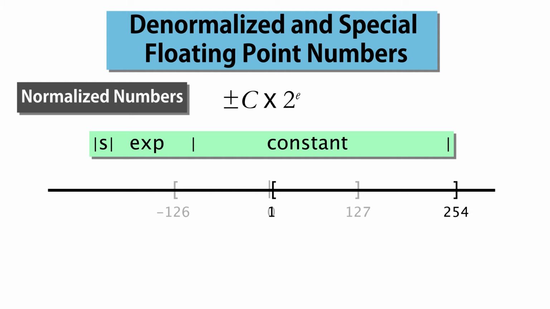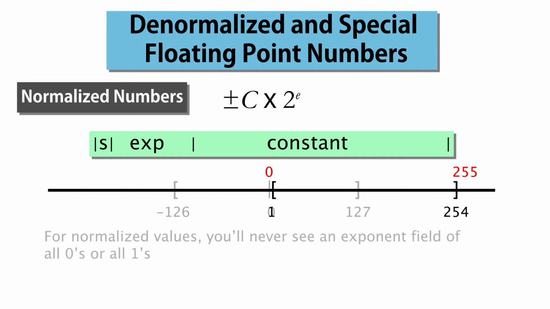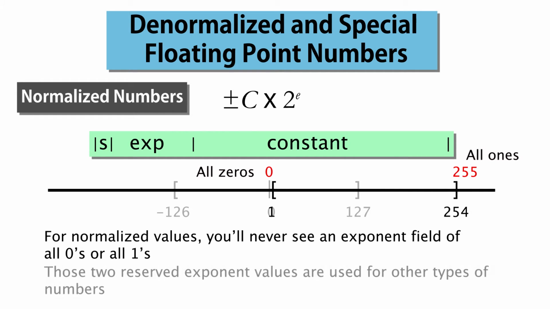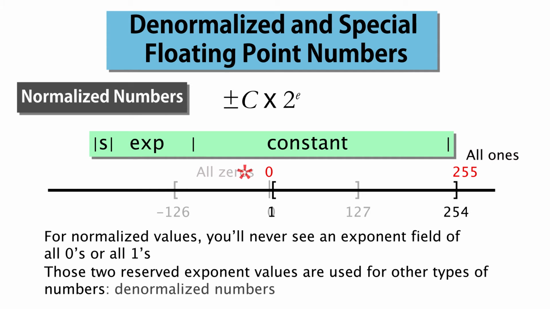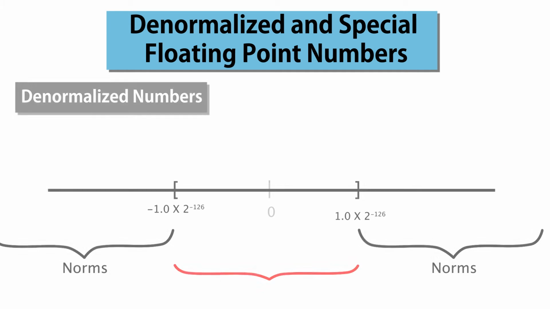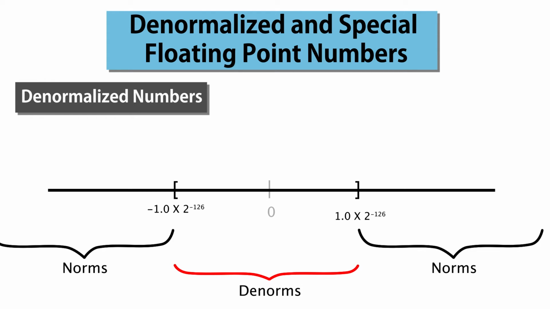2 of the possible 8-bit exponent values, namely 0 and 255, are not used for normalized numbers. For normalized values, you'll never see an exponent field of all zeros or all ones. Those 2 reserved exponent values are used for other types of numbers, denormalized numbers and special values, respectively. Let's first talk about denormalized floating point numbers, sometimes just referred to as denorms.